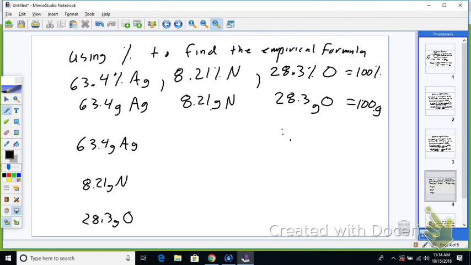So again, on this one, you're going to take the percentages that you're given, and these percentages you get from either experiment or in theory. You just change the percent sign to grams, and then you change grams to moles for each one separately, so that you can get a mole comparison. So again, just go ahead and find the moles of each one of these.